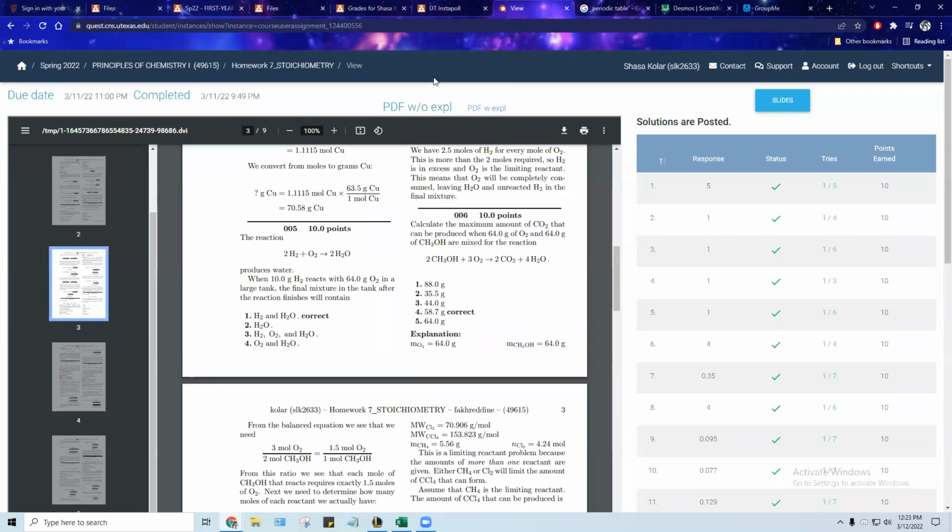So, oh, someone joined and left. Lol. Anyway, so what we do is we have 64 grams of O2 and 64 grams of CH3OH. I want to see if people are actually going to join this or not. Doesn't look like it. Anyway, okay, so 64 grams of O2.